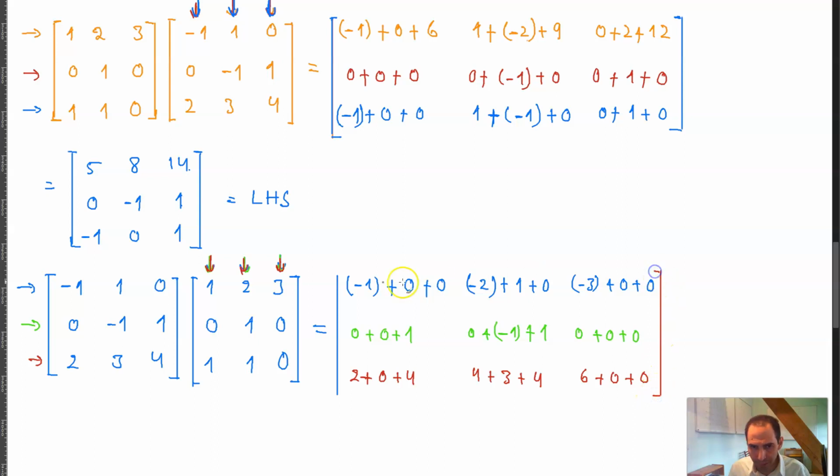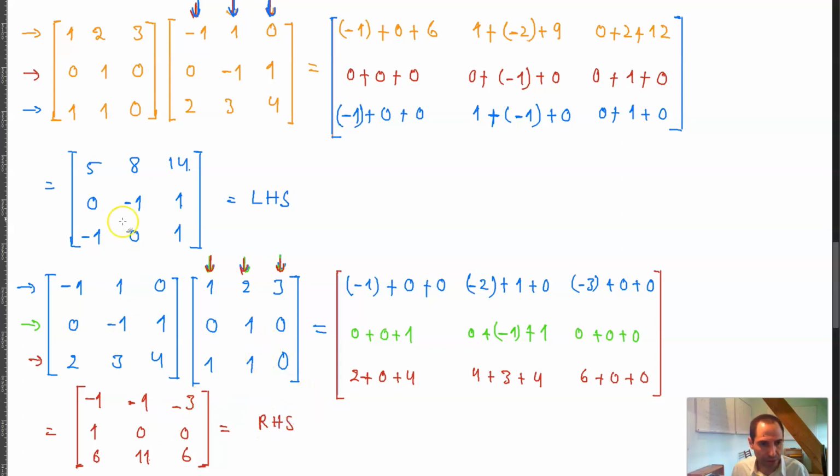And adding these together, you will get basically negative 1, negative 1, negative 3, 1, 0, 0, 4 plus 2 is equal to 6, 8 plus 3 is equal to 11, and 6, and that is equal to your RHS.